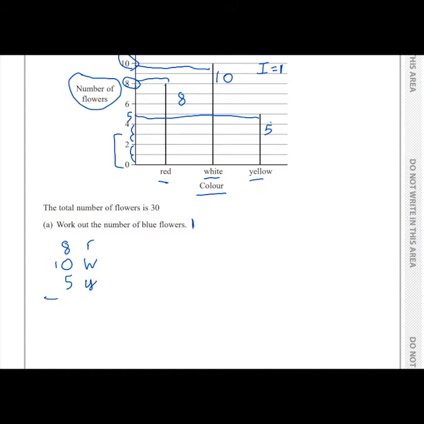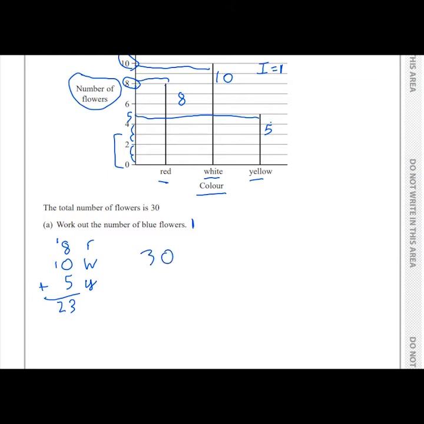So a bit of column addition to work out how many flowers there are in total. So in this column, we've got 8 plus 0 plus 5. So that gets us 13. So we put a 3 down here, move up here. We've carried the 1 from the 13. So now in this column, we've got a 1 and a 1. 1 plus 1 is 2, so we get 23. So the total number of red, white and yellow flowers is 23.